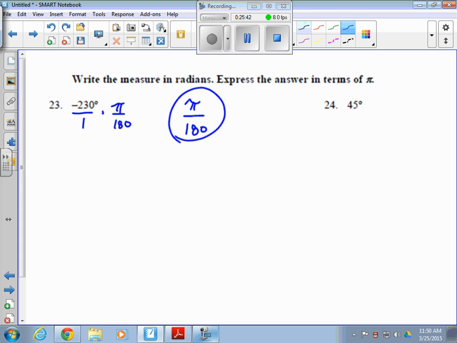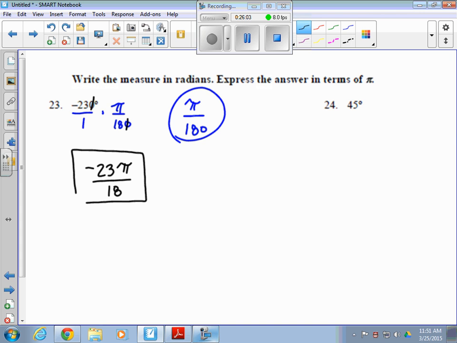So the first thing a lot of y'all like to do is get rid of the zeros. Now you're dealing with the number negative 23 and 18. Negative 23 is a prime number, so this is going to be simplified as negative 23 pi over 18. And that is the radians that go along with negative 230 degrees.